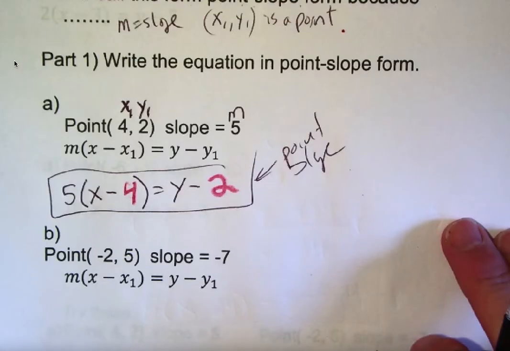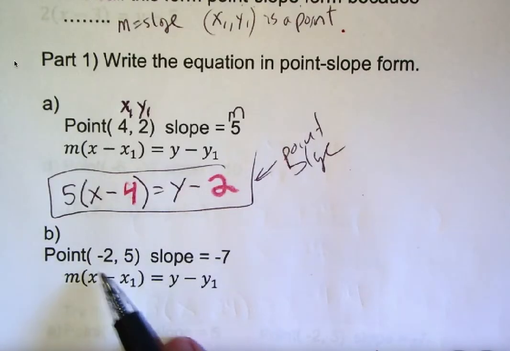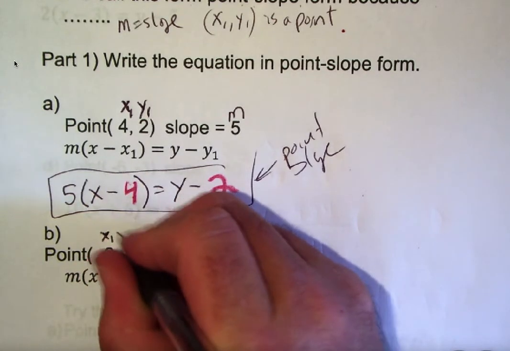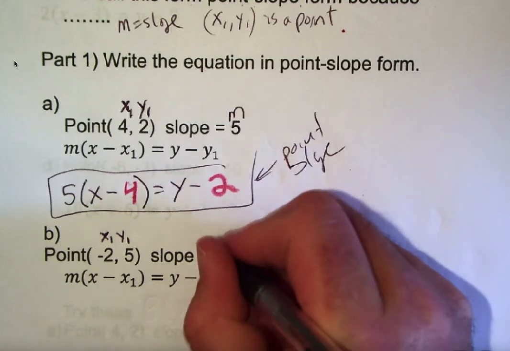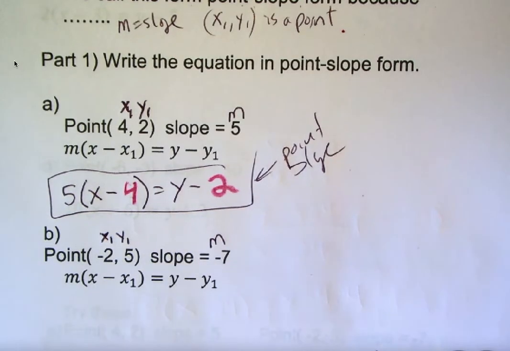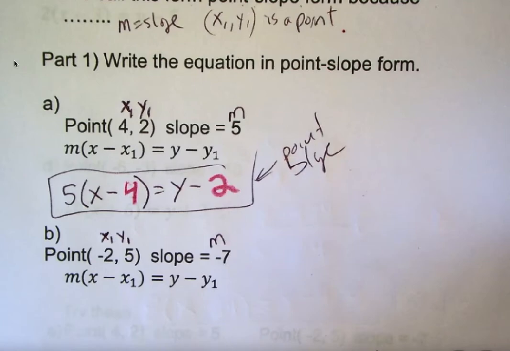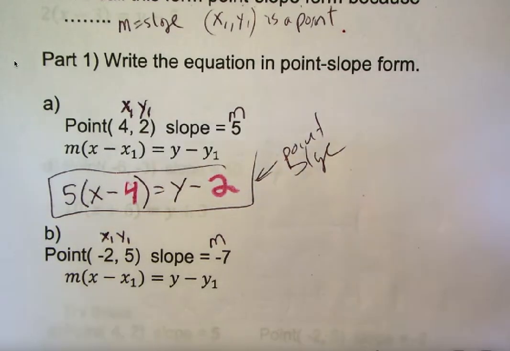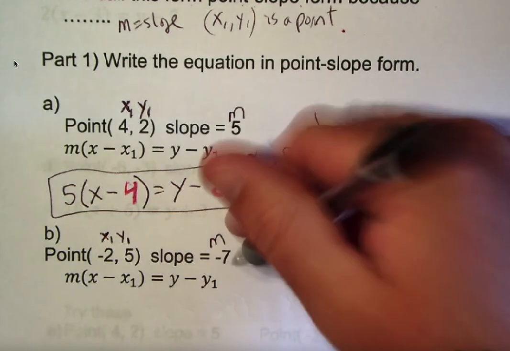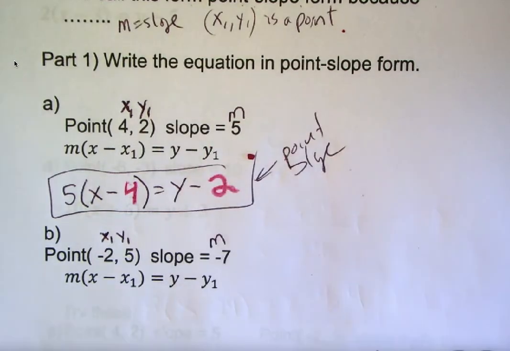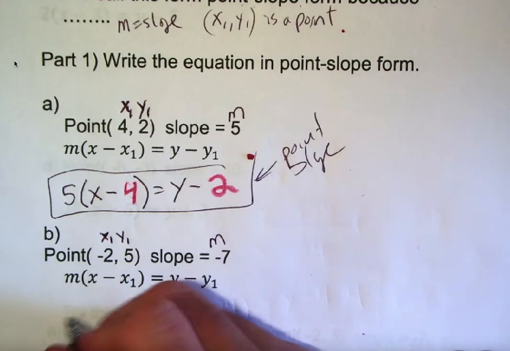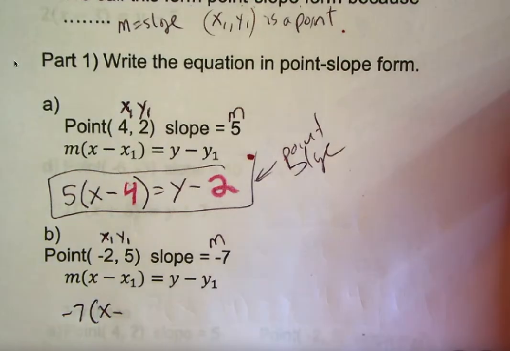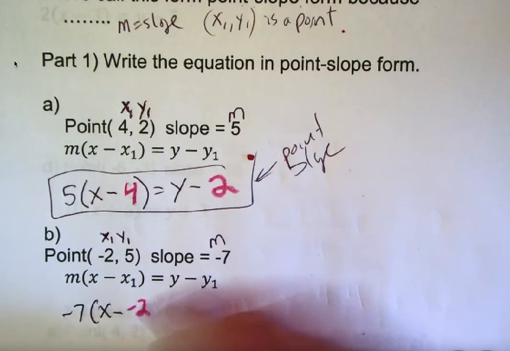Okay, let's do another one together. Sometimes you have negative points and negative slopes. But again, the cool thing is there's nothing different. So go ahead and write down this problem. Point of negative 2, 5 and a slope of negative 7. And we're going to write the equation for this line without having to find the y-intercept. I'm plugging it again. There. Our slope is negative 7. Our x value, though, is negative 2.